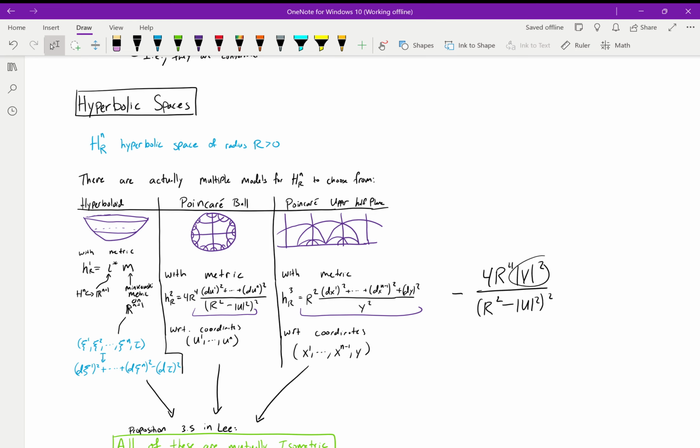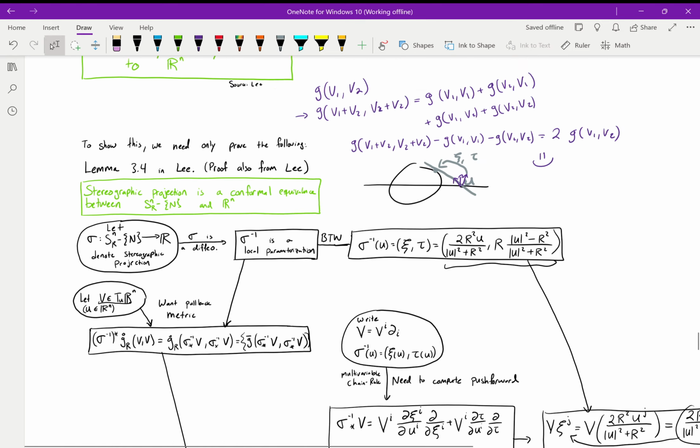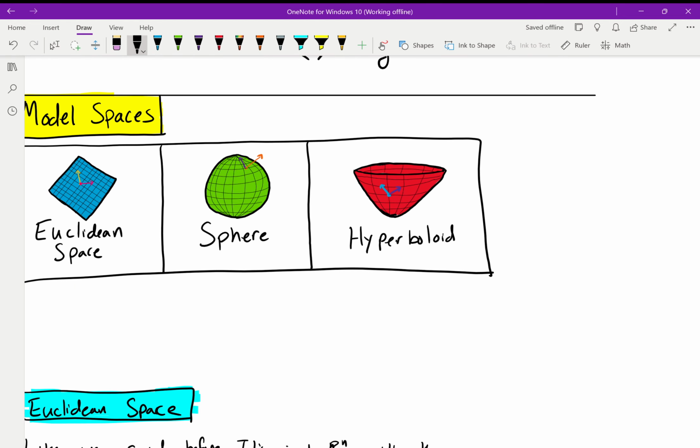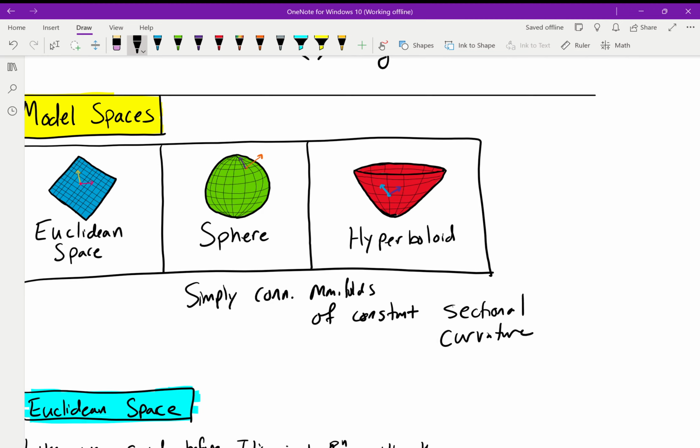Yes. These are pretty much all your simply connected manifolds. Actually, it is all your simply connected manifolds of constant sectional curvature. Let's write that down. And that's kind of what makes them so special. Of constant curvature, you said? Sectional curvature. If zero, it's Euclidean. If it's positive, it's a sphere.